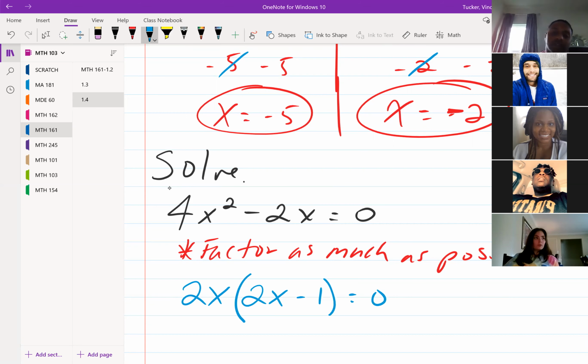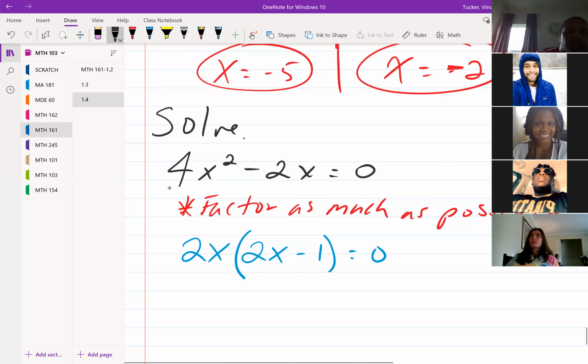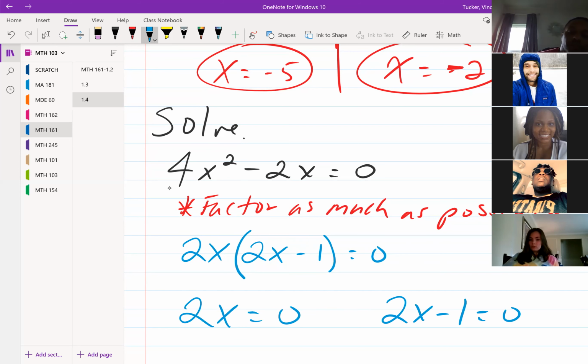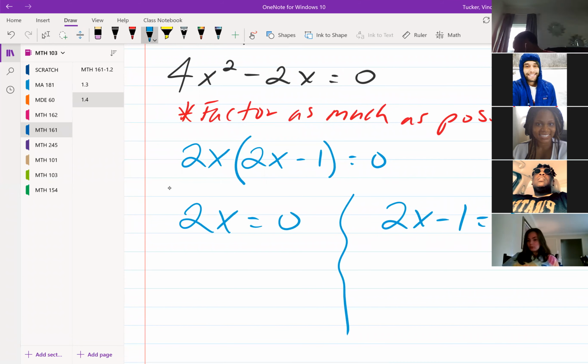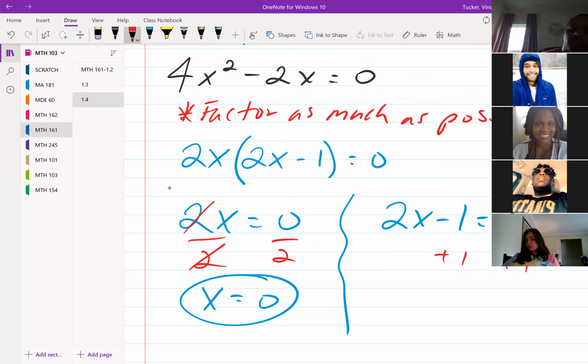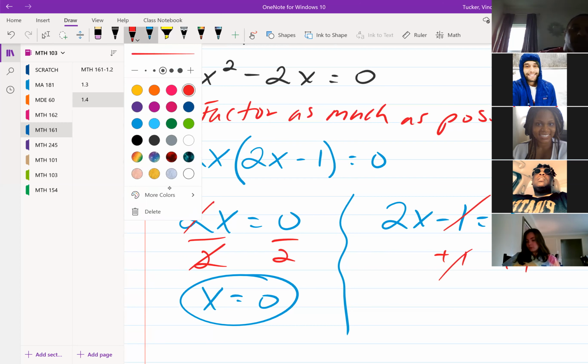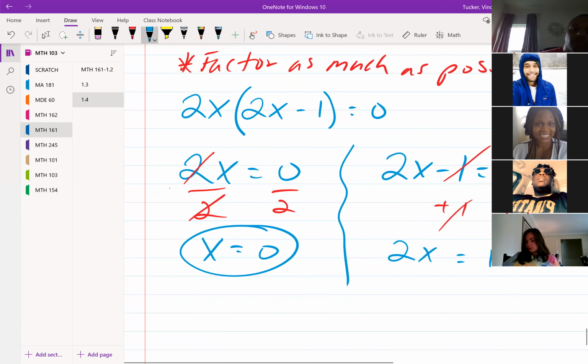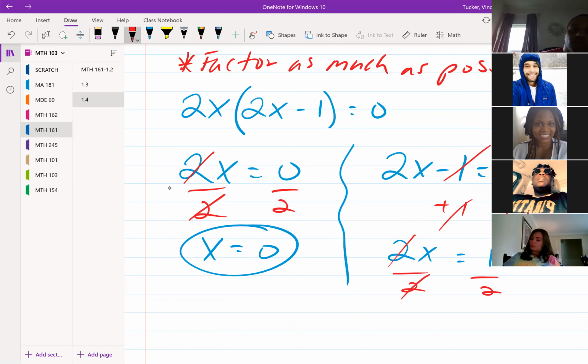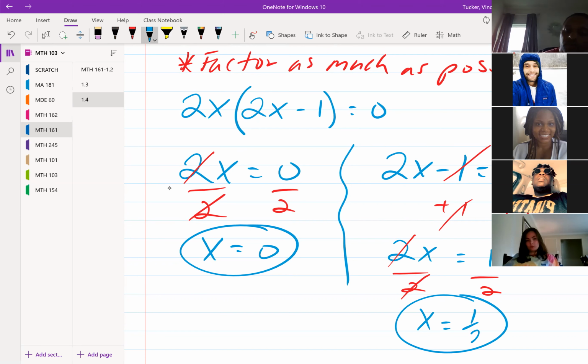But once you factor completely, you can set each piece equal to 0 now. So that's 2x equal to 0, 2x minus 1 equal to 0. Now you can solve by dividing by 2. X is equal to 0 here. Here we'll add 1. Divide by 2. X is equal to 1/2. Those will be your 2 solutions.